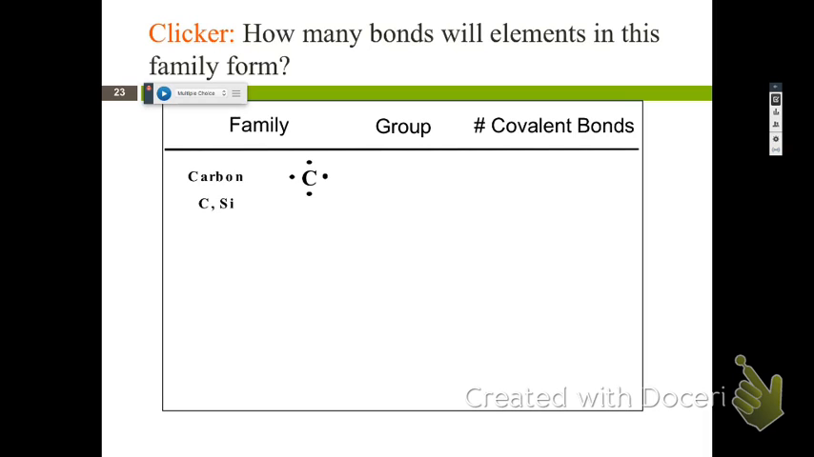For the sake of time, we're not going to click these in. I want you to talk to your neighbor and fill in two things for each family. I want you to fill in what group that family is part of, so the group number on the periodic table, 1 through 8, main group. And then how many covalent bonds you expect each of those groups to form. So talk to your neighbor and fill out those two things for each of the groups in question 7. Take about a minute, minute and a half to answer this question.